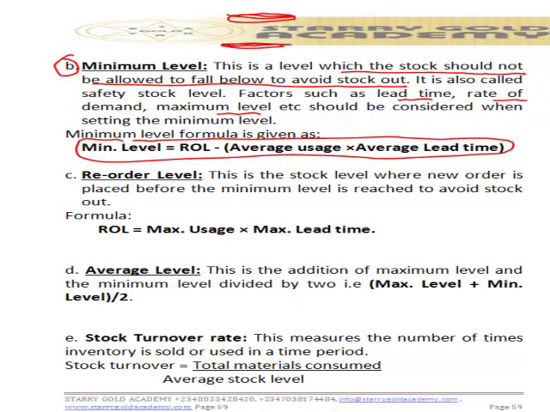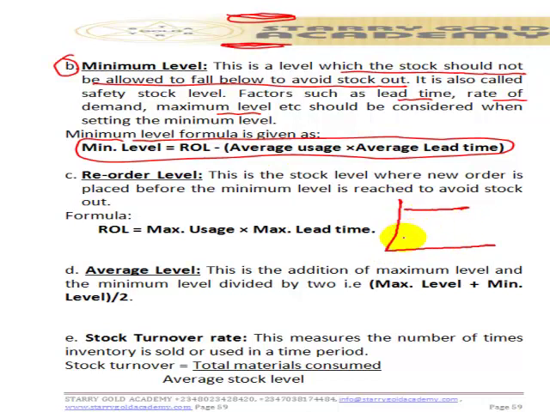Now, talking about the reorder level, it is the stock level where new orders are placed before the minimum level is reached in order to avoid stock out. So it means that it is the level inventories will fall to, then the organization will place an order. So the difference between the time the order is placed and the time delivery will be reached will serve as the quantity that will be used.